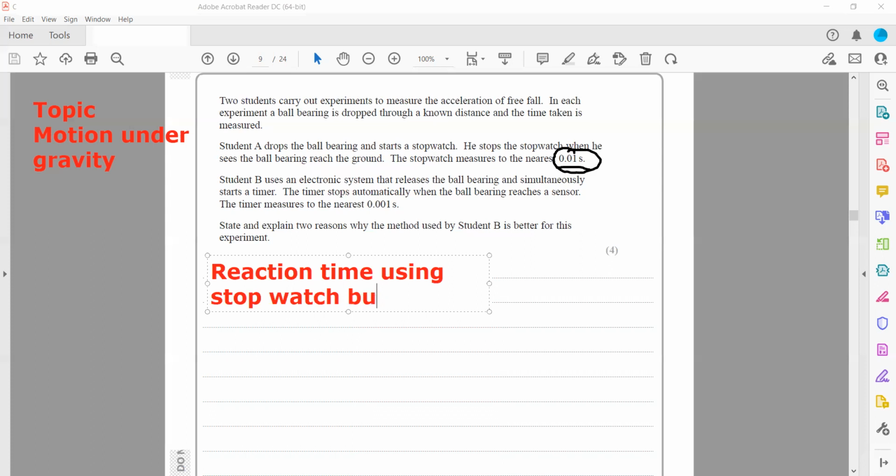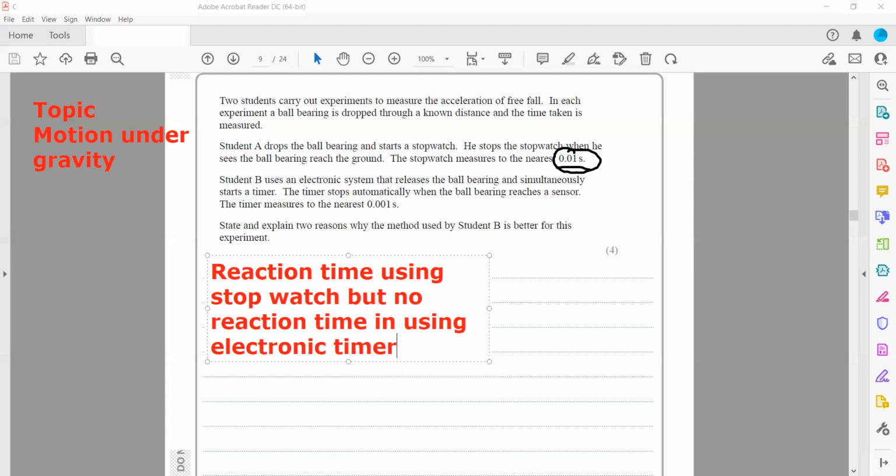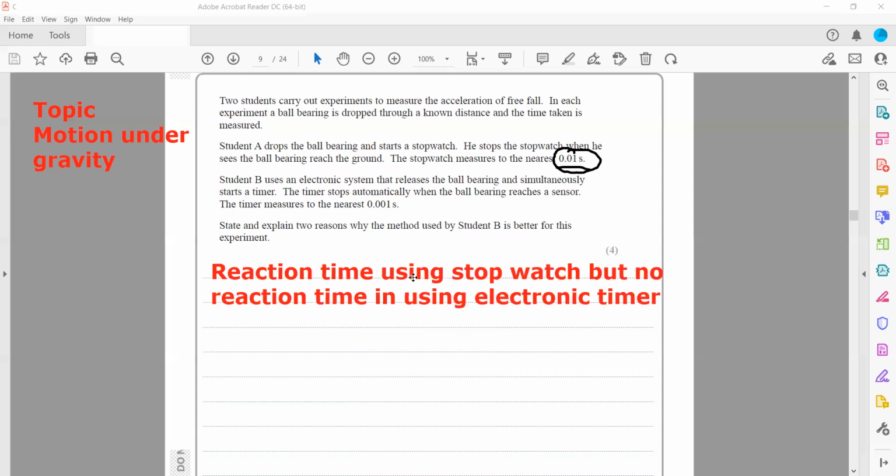But there is no reaction time in using the digital or electronic timer. That is one thing. And the reaction time will normally be larger than the value which is the least count.